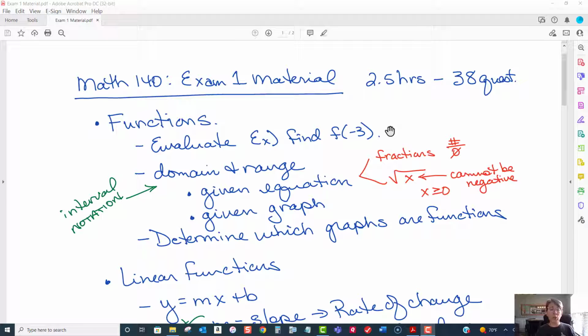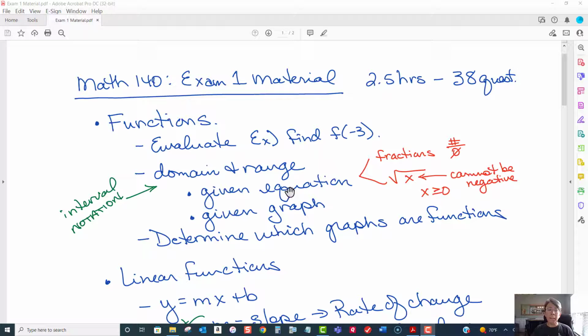You need to be able to determine the domain and range of a function. So I can give it to you either as an equation, or I can give it to you as a graph, or both. You might have two different questions. So be sure that you know how to write your domain in interval notation if it asks you to.